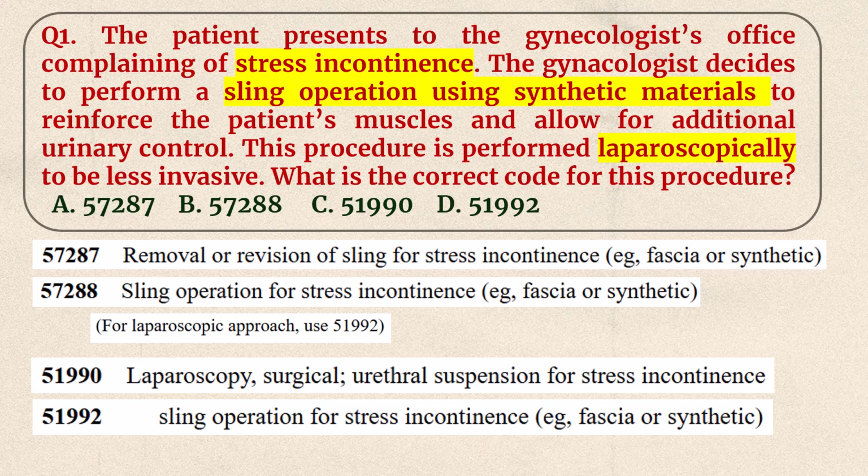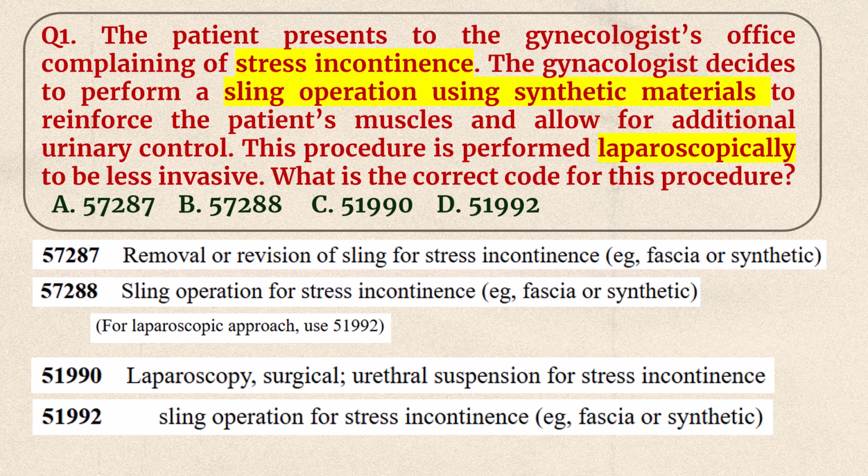So when you go to code 57,285, that is removal or revision of sling for stress incontinence. But here we are inserting. So 57,288 is sling operation for stress incontinence, fascia or synthetic. So that is the case here: stress incontinence, sling operation using synthetic material. But keep in mind, this code does not say anything about the laparoscopic method. So this seems to be an open method.